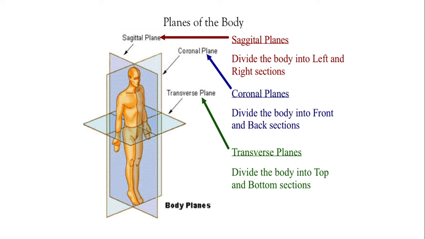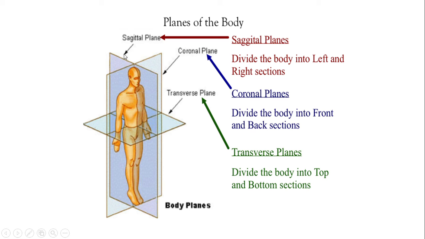Then we discussed the planes of the body. Just like in 3D geometry, we have three different planes over here. The first one is the coronal plane, which is here. It divides the body into the anterior, the front portion, and the posterior, the back portion of the body.